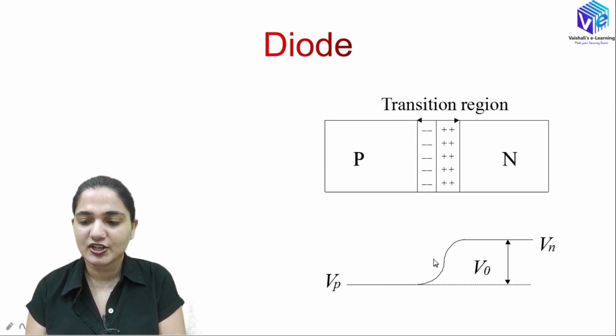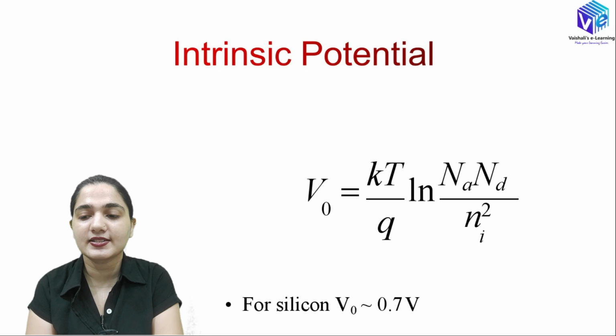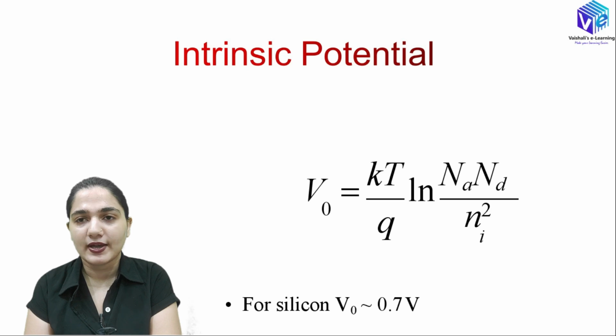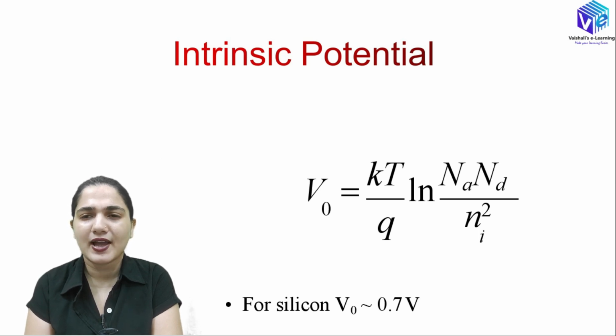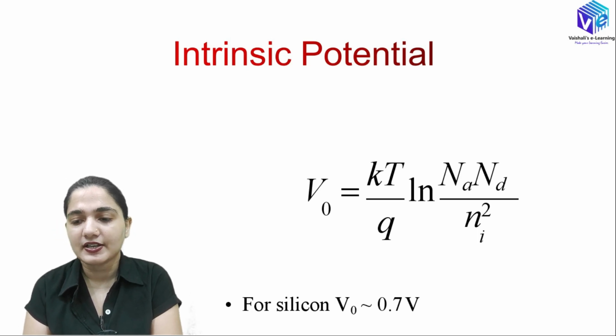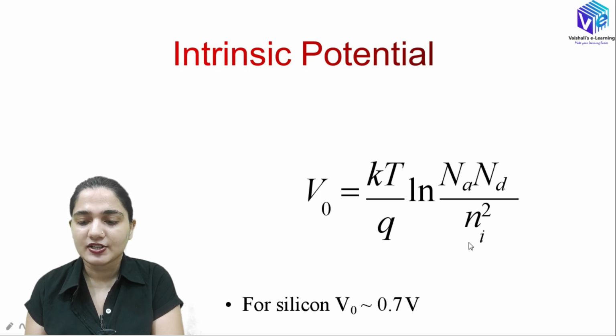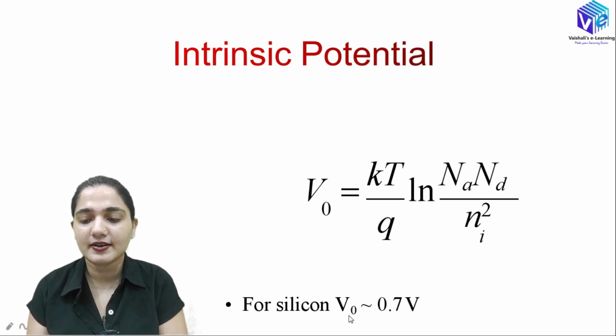This is the representation of the voltage. The voltage increases like this, and the intrinsic potential is given by the formula V0 = (kT/q) ln(Na Nd / Ni²). Na is the number of acceptor ions and Nd is the number of donor ions, the P type and N type atom concentrations. T is temperature, q is charge, and Ni is the intrinsic carrier concentration. We have found that for silicon V0 is 0.7 volt.